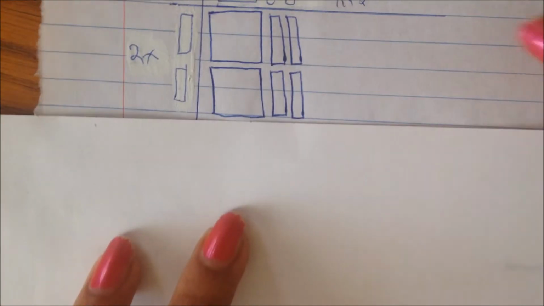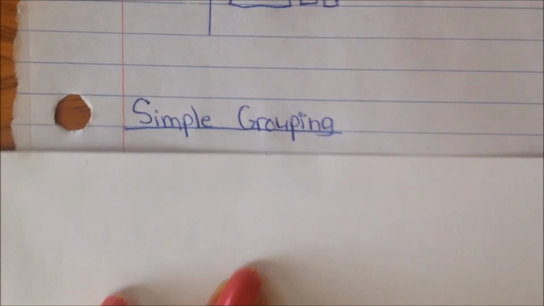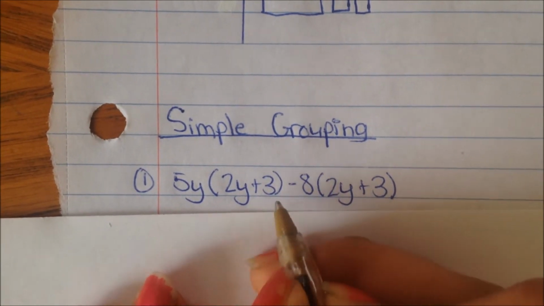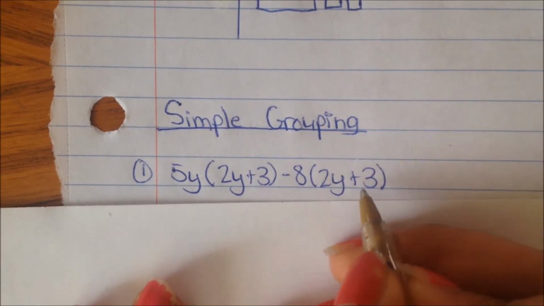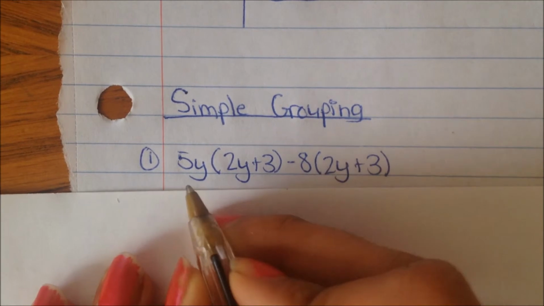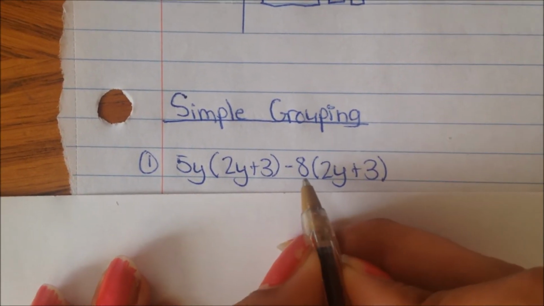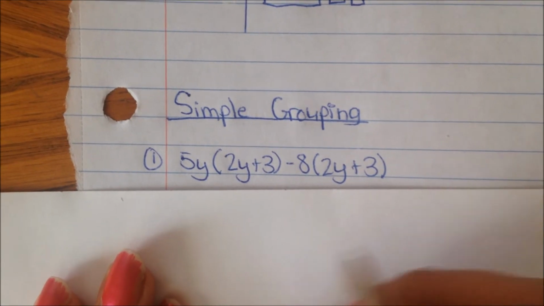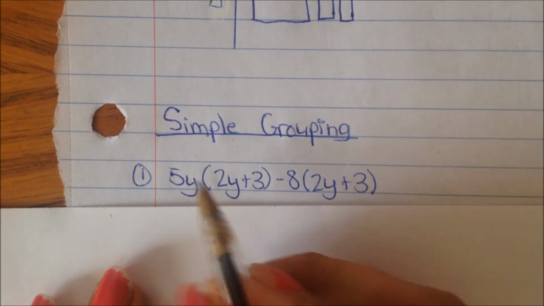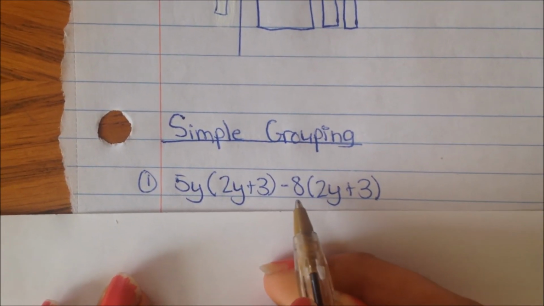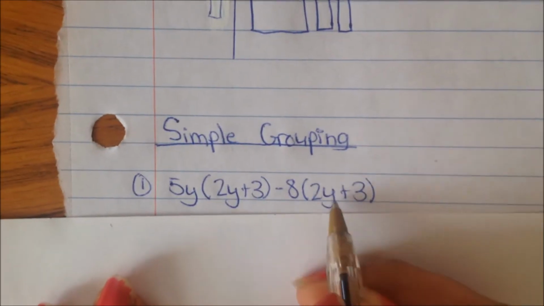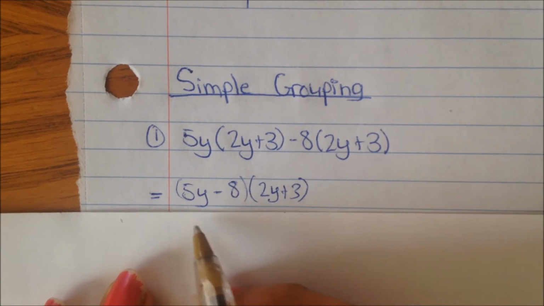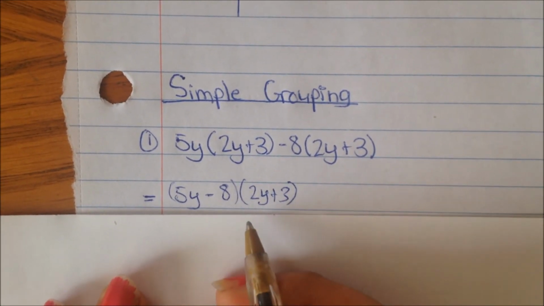Another way to factor is by simple grouping. Let's consider this expression: 5y times 2y plus 3, minus 8 times 2y plus 3. Notice that even though the coefficients of both terms are different, the numbers in the brackets are the same. So what you can do is group it. Group the two coefficients into one bracket and combine the two similar brackets. You have your final answer of 5y minus 8 times 2y plus 3.